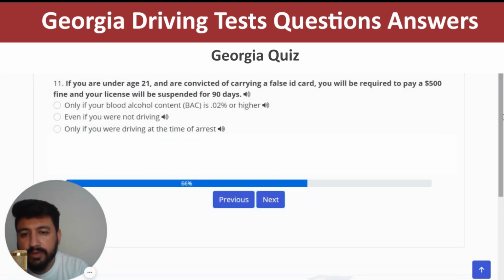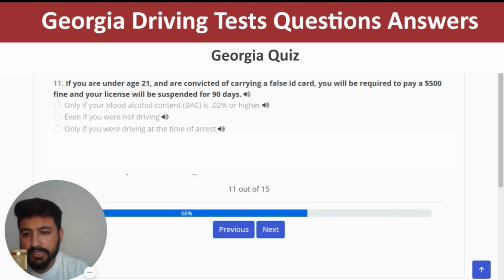If you are under age 21 and are convicted of carrying a false ID card, you will be required to pay a $500 fine and your license will be suspended for 90 days. So the right answer of this question is even if you were not driving. So the second option is the right one.